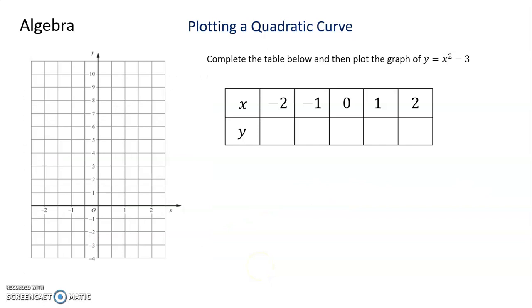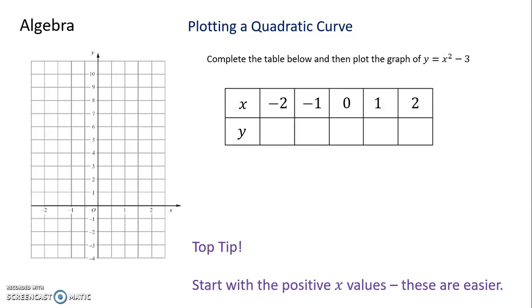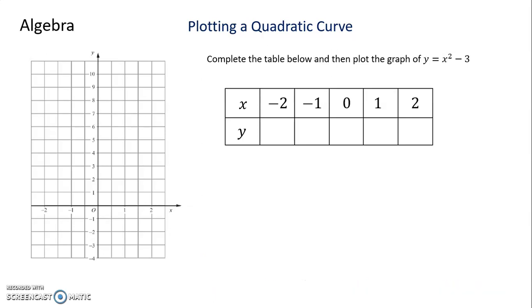Okay, we're going to try and plot a slightly different quadratic curve now, and we're going to look at y equals x squared subtract 3. So again, we're going to start with the positive x values because those are easier for us. And the first one is going to be 0 squared subtract 3. So 0 times 0 subtract 3. 0 times 0 is 0. We're going to then subtract 3, and so our y value will be negative 3.